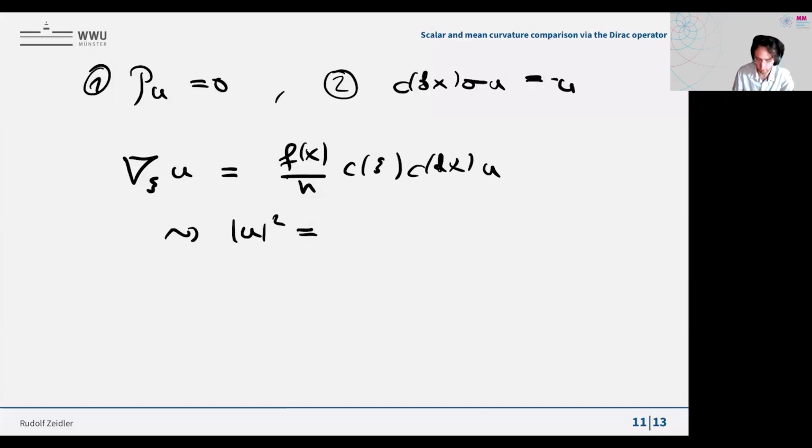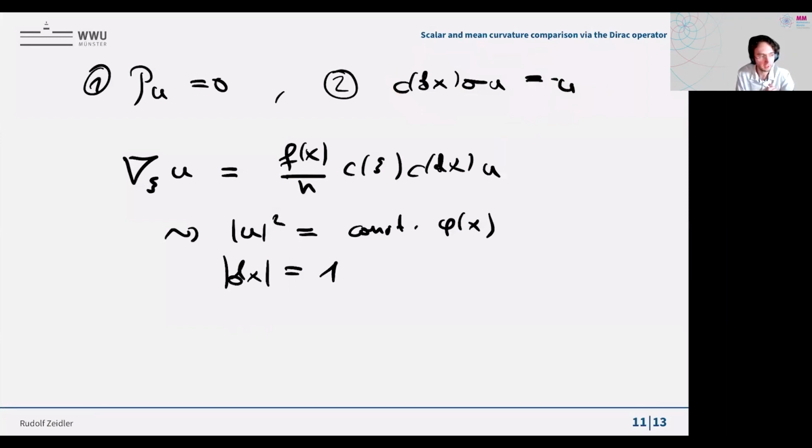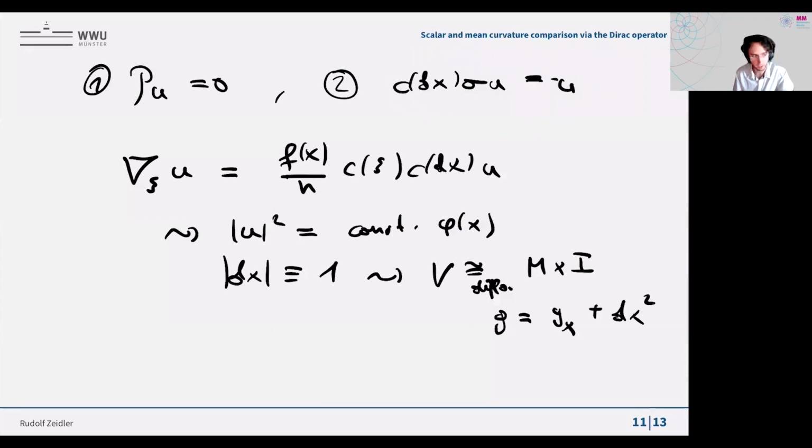And from this, with some more computations, you can conclude that the norm of U squared must actually be a constant times your warping function. And you can conclude from this that the differential of your function is constant, equal to 1. So it is really a distance function, what you expect. And from that, you already conclude that V is diffeomorphic to M cross an interval, where the metric is given by some suitable smooth family of metrics.